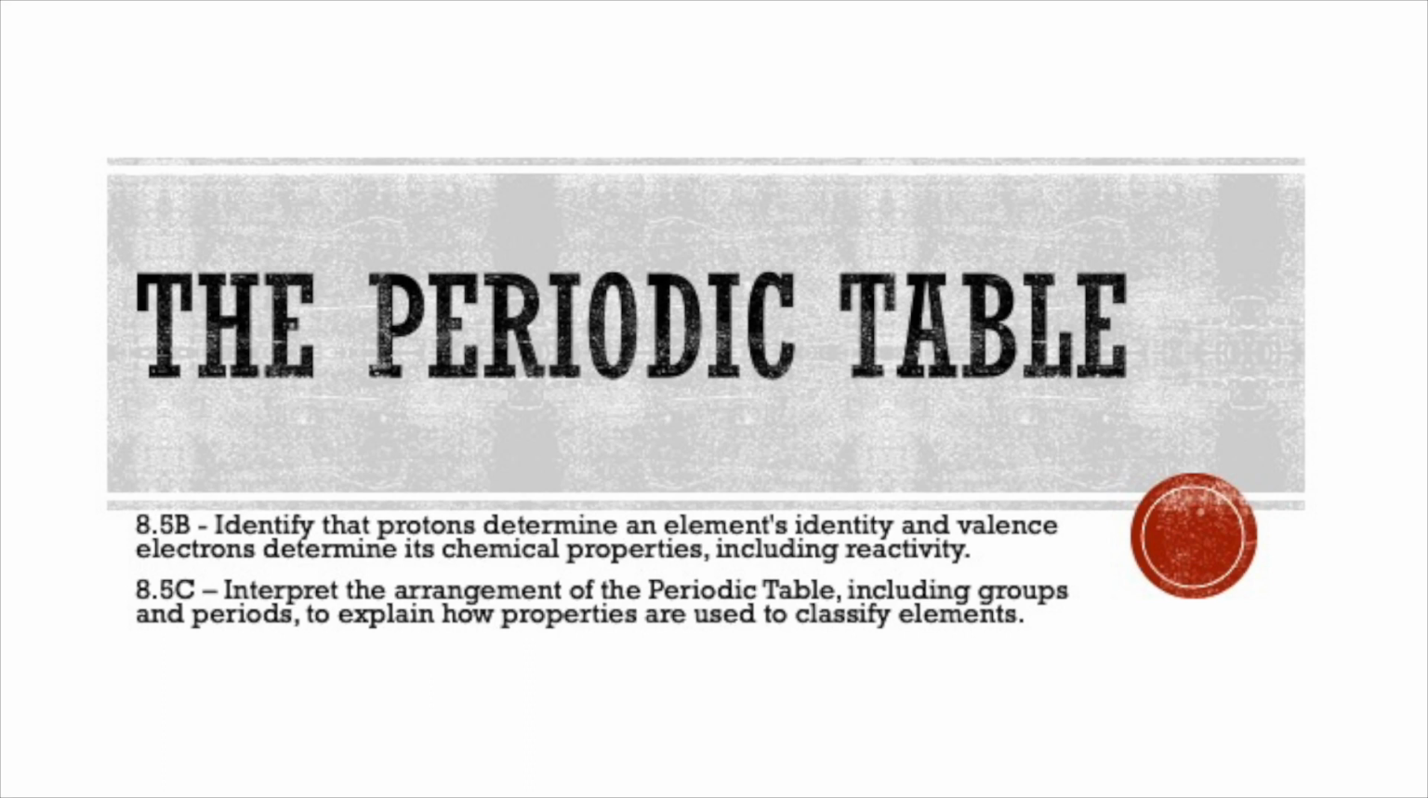So today we are going to continue looking at the periodic table. Our texts say that we need to identify that protons determine an element's identity and valence electrons determine chemical properties, including reactivity. And we're going to interpret the arrangement of the periodic table, including groups and periods, to explain how properties are used to classify elements.